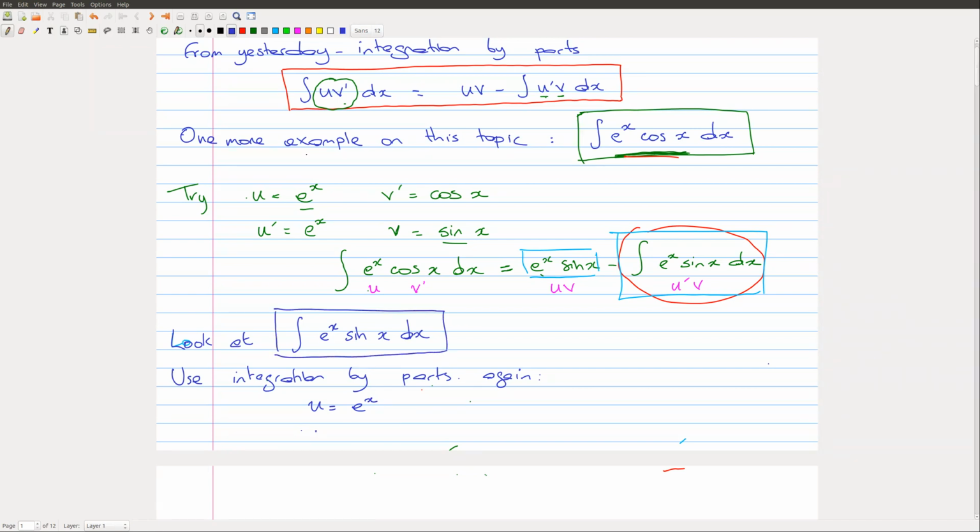So u is e to the x, u dash is e to the x, v dash is sine x, and v then should be an antiderivative for that, which would be minus cosine x. That's something whose derivative is sine x. Okay, and then sure, we can plug it all in again and get an expression for this thing that's circled in red there. Will it do anything more than return us to where we started? Let's find out.